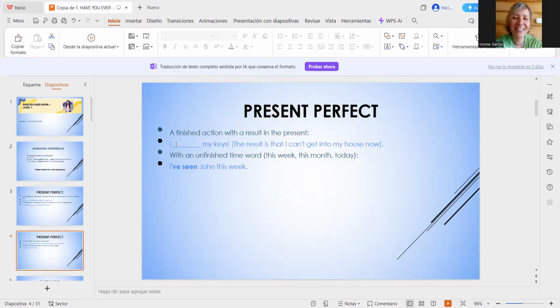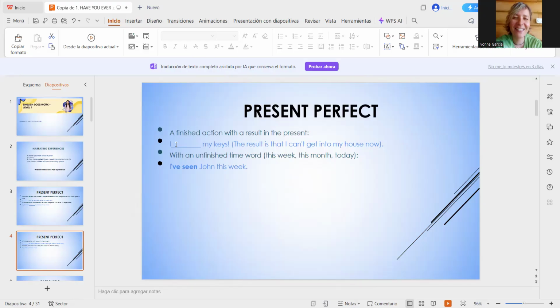Lo mismo pasa en inglés. It is similar in English. There is a big difference between Spanish people from Spain and Spanish people from Latin America, Latinos. They prefer to use the present perfect to talk about past experiences. And we use the simple past. And it is similar with English too, because we find that difference between British people and American people. For instance, Americans use the simple past, and British people use the present perfect to talk about past experiences. So here in this last example, we have I've seen John this week.